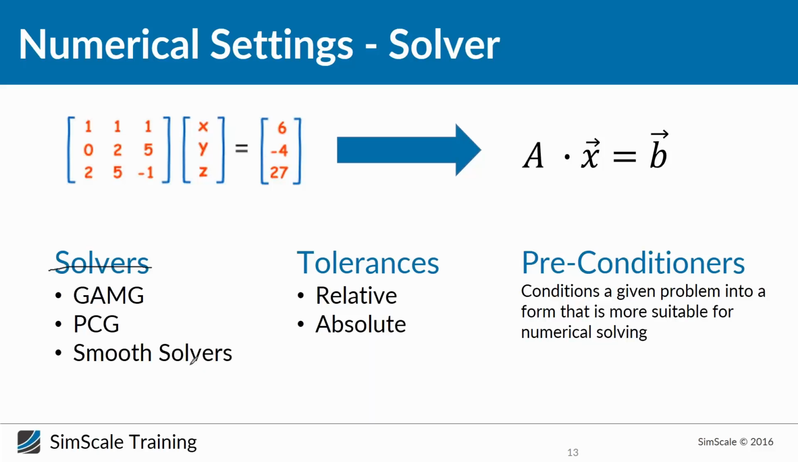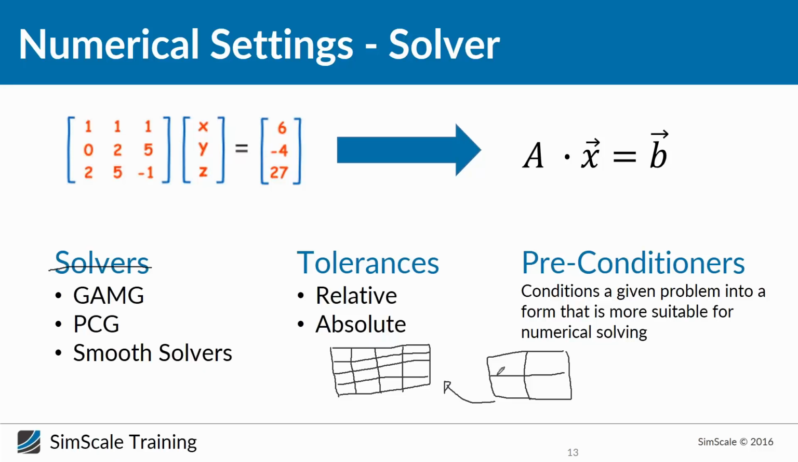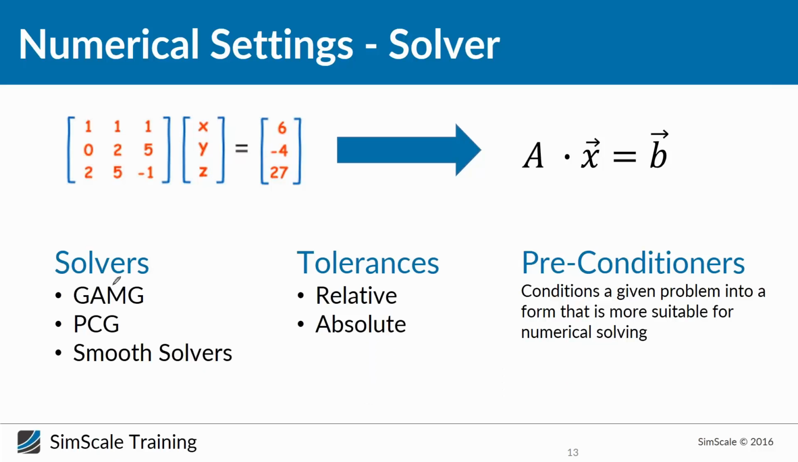So let's say our mesh is looking like that. What GAMG is doing is coarsening the grid, let's say, to the structure, and then calculating this coarse solution first and using it to reduce computation time. Another method is PCG. PCG stands for Preconditioned Conjugate Gradient Method, which is only suitable for symmetric and positive definite matrices. What this means we'll talk about later on.